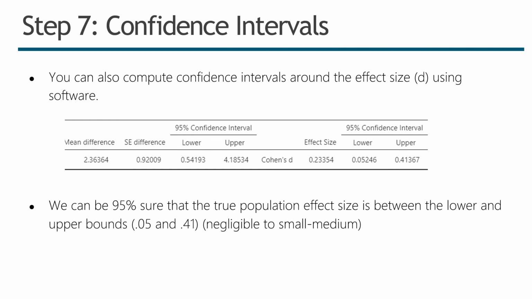You can also compute confidence intervals around the standardized effect size d using software. So here we have the confidence interval around our effect size. Our effect size is 0.23, and the 95% confidence interval has a lower bound of 0.05 and an upper bound of 0.41. So I'm 95% sure that the true effect size is somewhere between these two values. Or if I'm going to use verbal labels, it's somewhere between a negligible effect and a small to medium effect, right? So I'm 95% sure that the population effect size is between those two values.